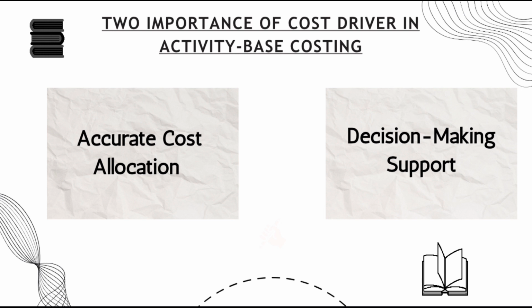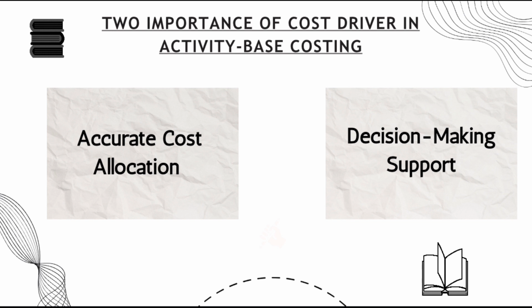Secondly is decision-making support. Cost drivers in activity-based costing provide valuable insight into the relationship between activities and costs. By understanding which factors influence resource consumption and cost incurrence, organizations can make more informed decisions related to pricing, process improvement, resource allocation, and cost reduction initiatives. For instance, by analyzing the cost drivers associated with different activities, management can identify areas of inefficiency or waste and take appropriate action to streamline processes and reduce costs.